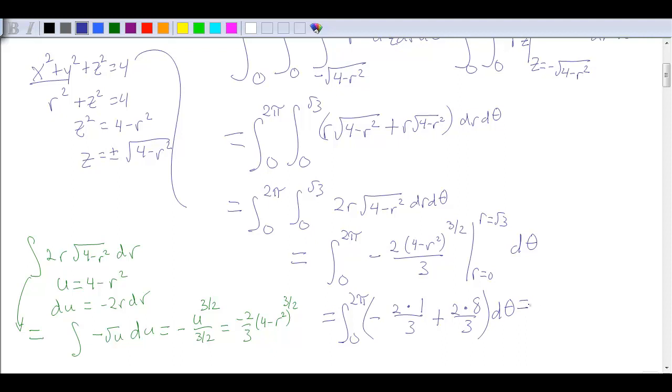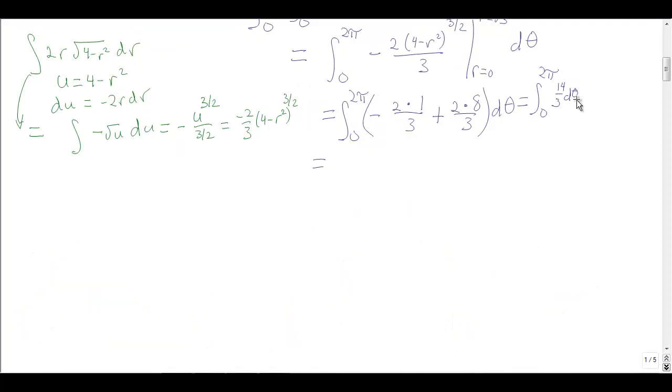d theta. And so now I get an integral from 0 to 2 pi. Let's see, this is 16/3 minus 2/3. That's 14/3 d theta. So to integrate this integral 0 to 2 pi, 14/3 d theta, what we're going to need to do is, well, we integrate 14/3 with respect to theta.